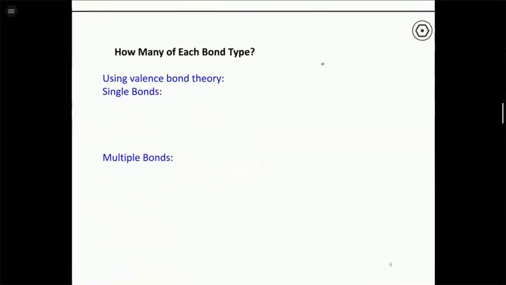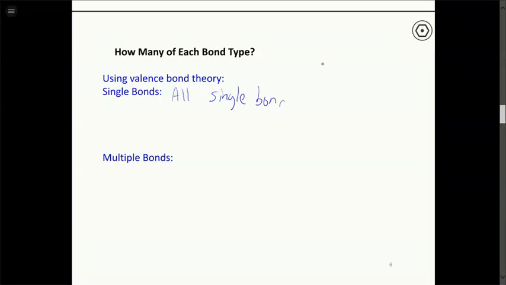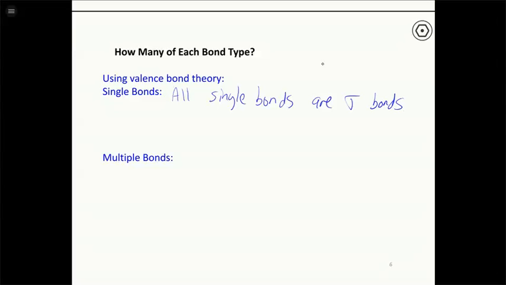So if we're using valence bond theory, which is just this idea about hybridization and using Lewis structures to predict the bonding as we've been doing, then if we have single bonds, all single bonds are going to be sigma bonds. All right, so if we're looking at a Lewis structure and there are single bonds in the structure, as there almost always are going to be, then all of these single bonds are going to be sigma in their bond type. If you look at any single bond in a structure, it's going to be sigma.